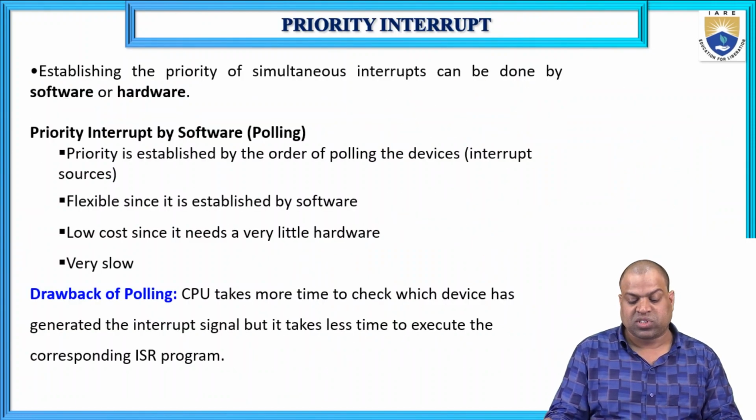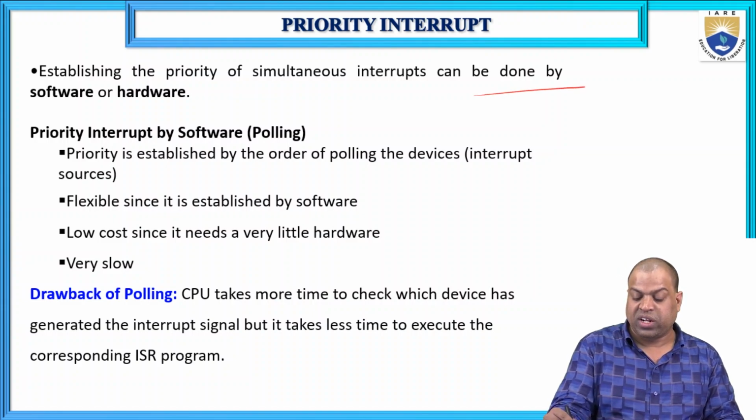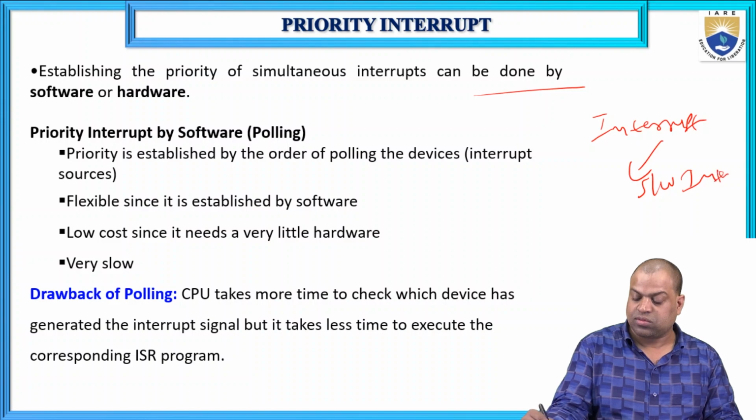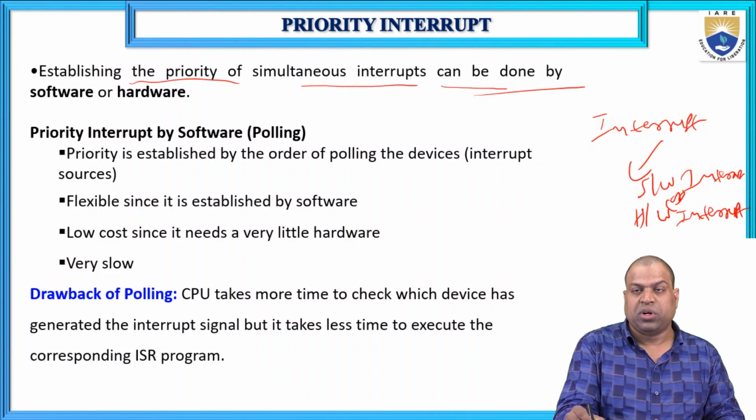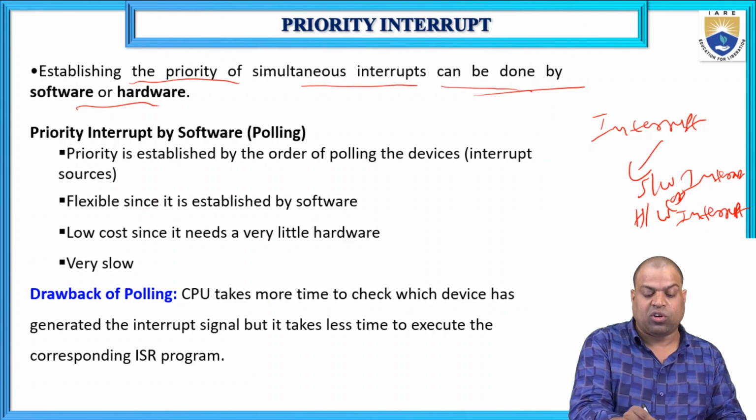Establishing the priority of simultaneous interrupts can be done by software or hardware. When I go for the interrupt, it may be a software interrupt or a hardware interrupt. So establishing the priority of simultaneous interrupts can be done in software or hardware.